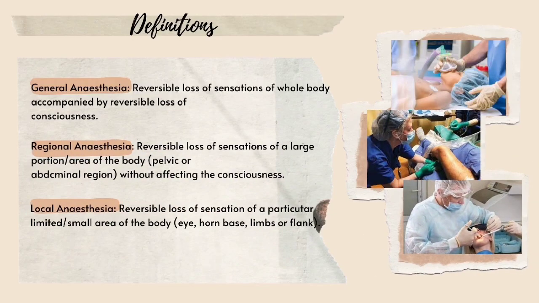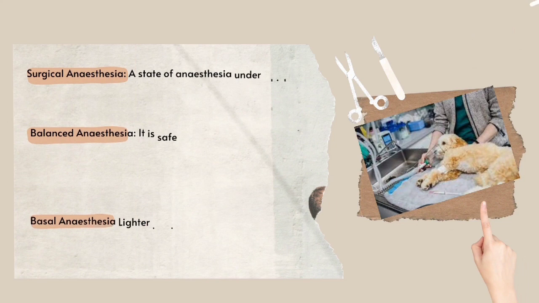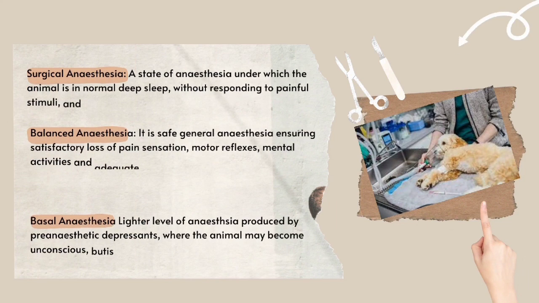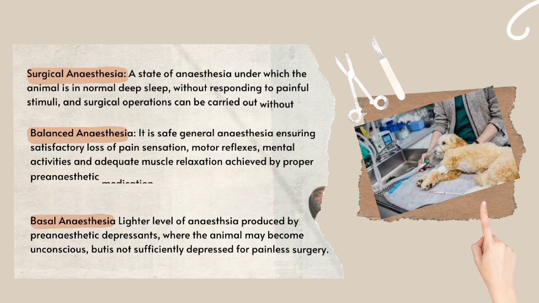When we say general anesthesia, it is reversible loss of sensation of the whole body accompanied by reversible loss of consciousness. Next, regional anesthesia: reversible loss of sensation of a large area of the body without affecting consciousness. Local anesthesia is a reversible loss of sensation of a particular limited area of the body. Surgical anesthesia is usually used in surgical operations, a state of anesthesia under which the animal is in deep sleep without responding to painful stimuli.